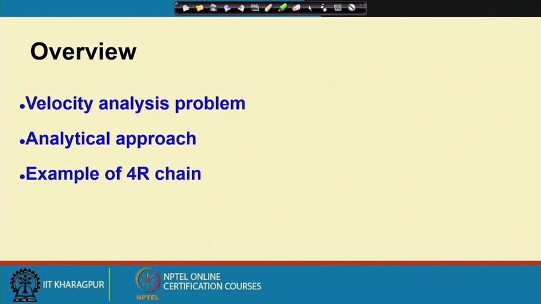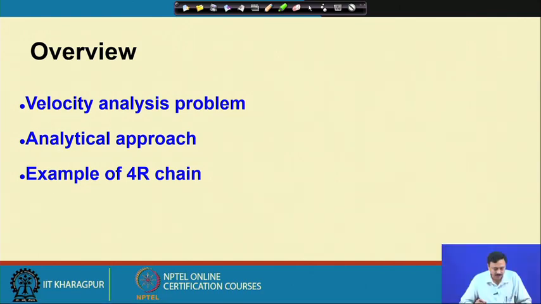So, in today's lecture we are going to look at how we relate the input output velocities based on the displacement analysis relations of the chain. To give you an overview of today's lecture, we are going to start with the analytical approach, and I will show you this approach using the example of a 4R chain.